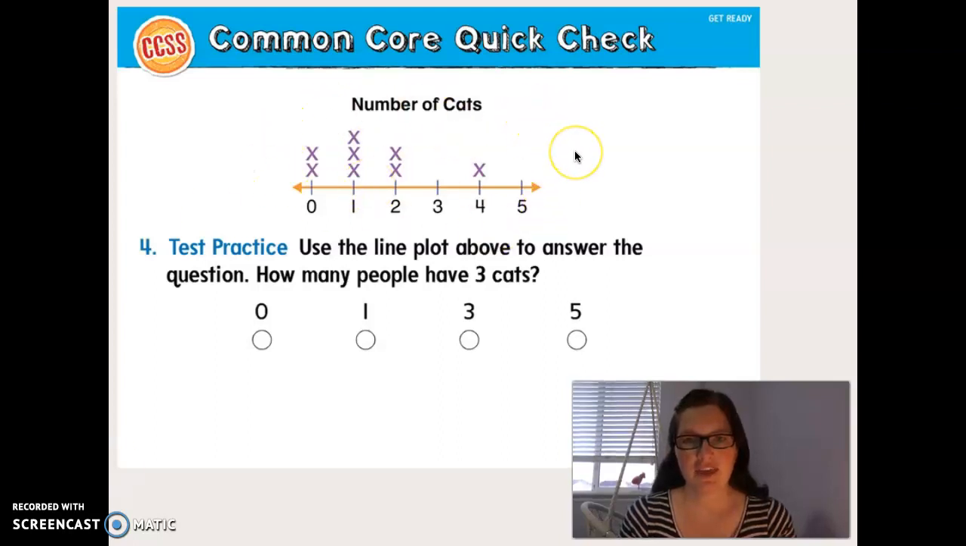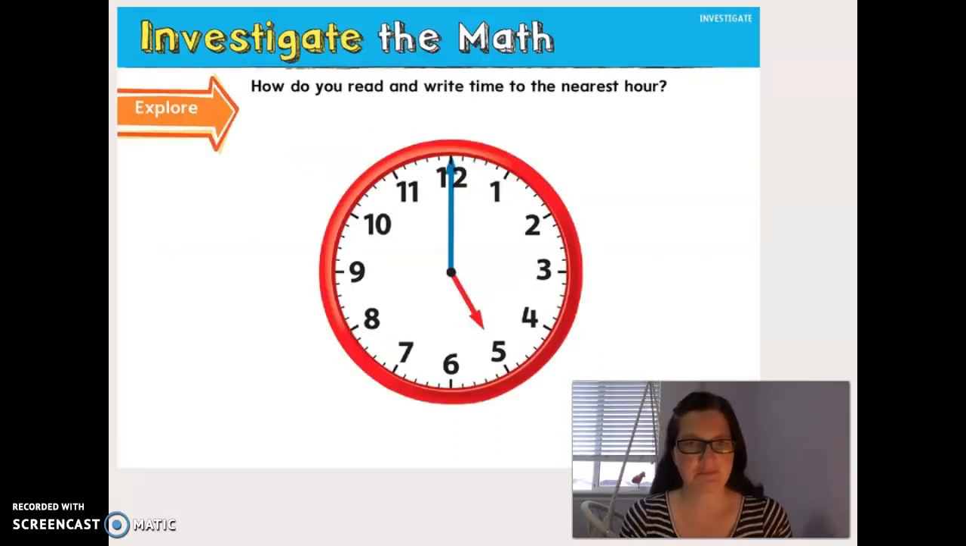This is the number of cats that people have. So if I look, we have 0 cats, 1 cat, 2 cats, 3 cats, 4 cats, and 5 cats. And it says use the line plot to answer a question. How many people have 3 cats? So we'll look at the line plot, look at number 3, and see how many x's are above it. Since there aren't any x's, the answer is 0. 0 people have 3 cats.